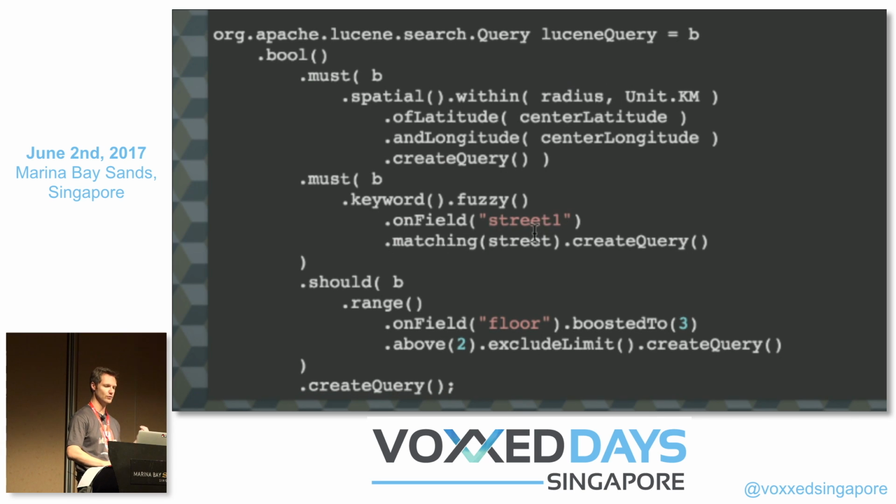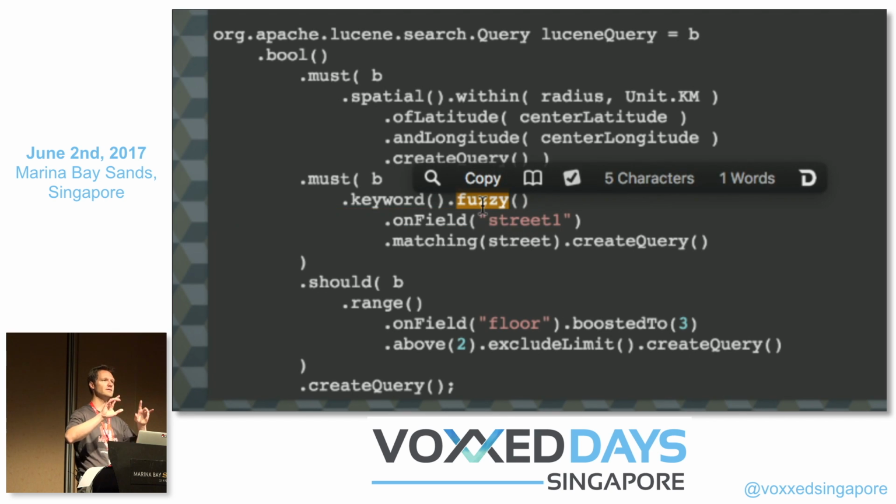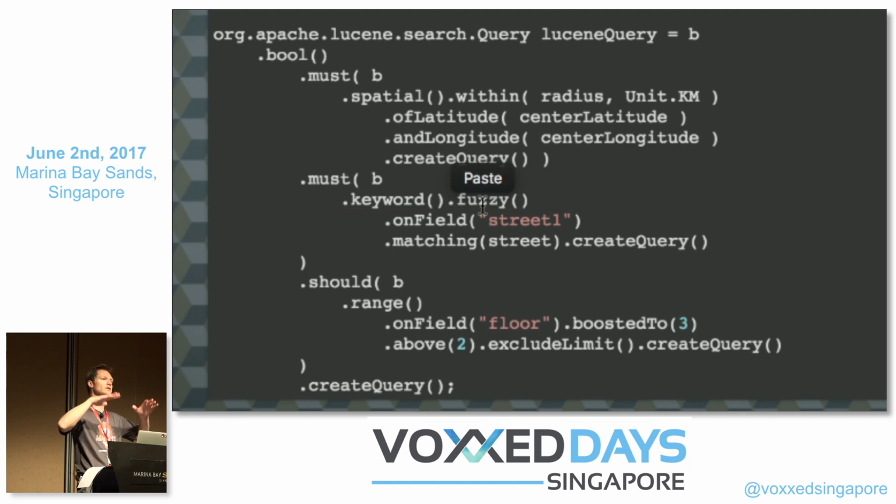And then I want to search for a very specific street. Actually not so specific, because maybe my user didn't type it properly. So I want to be approximative. I want to be able to do approximative queries here. And those two constraints are mandatory.